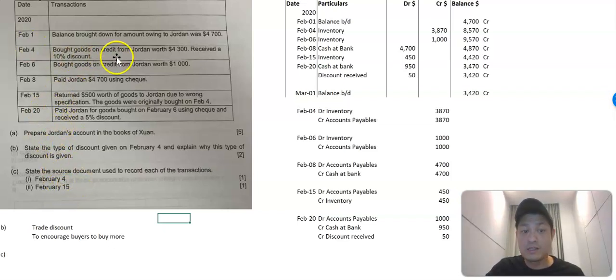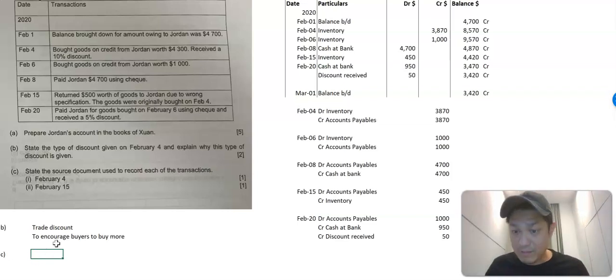So look at February 4th. This is when Xuan bought something from Jordan and got a discount, right? So what's the source document that is used to record this transaction? When you buy something, you would get an invoice from the seller. And when you sell something, you will give an invoice to the buyer as well. This is to record the fact that you have actually shipped these goods over or given these goods to the buyers, and it's for a certain agreed price. So the invoice will tell you that. So the source document is an invoice.